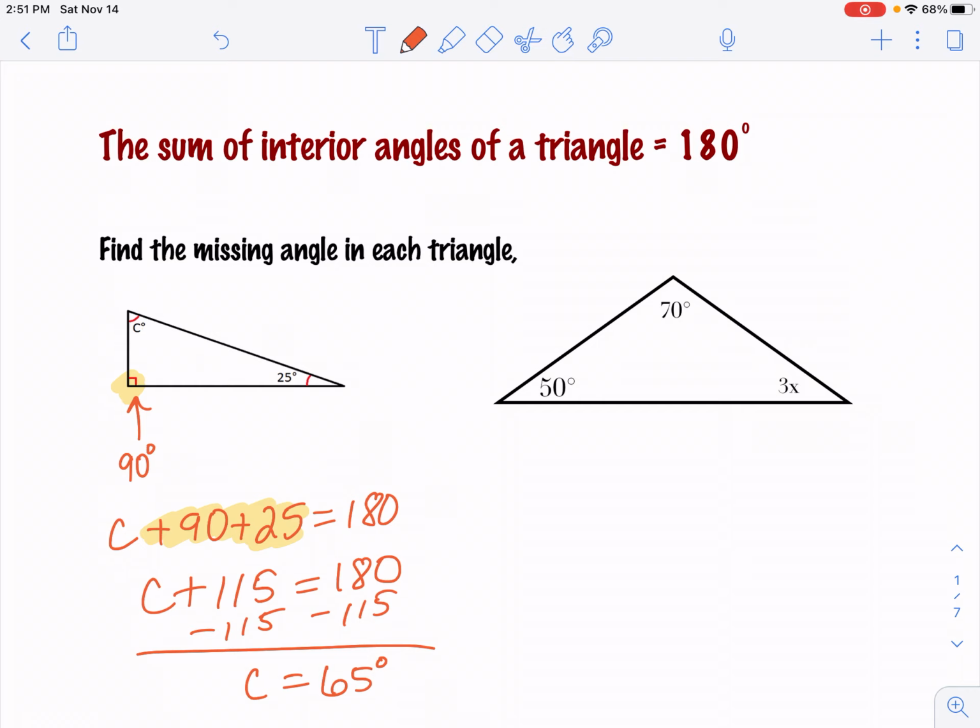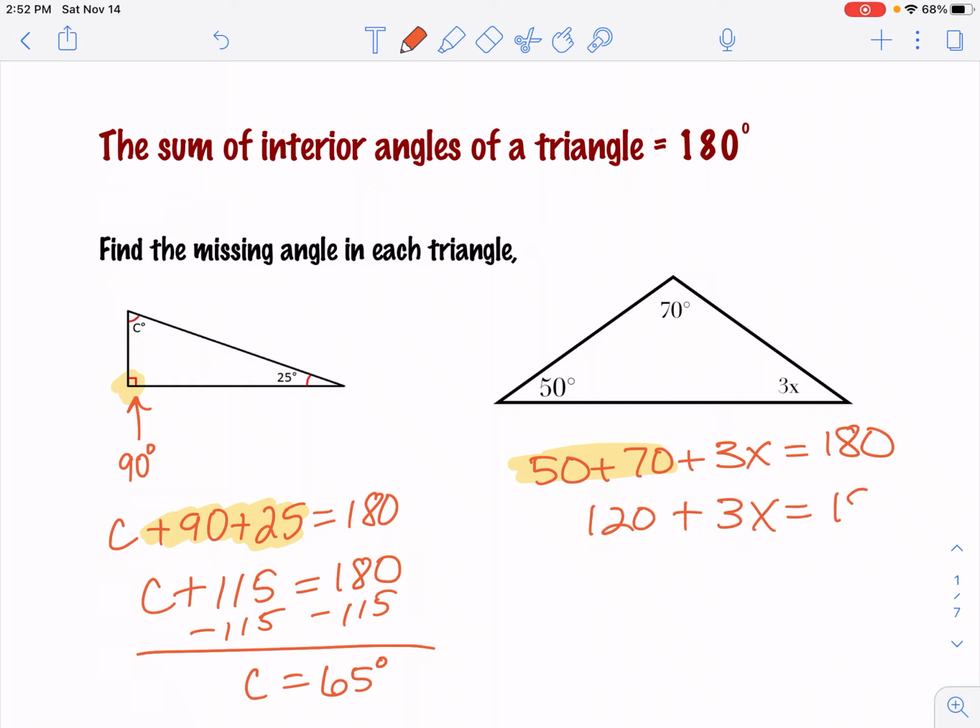I can use this same process by finding the missing angle in this triangle on the right, setting each of these three angles equal to 180. This time, my missing angle is equal to an algebraic expression of 3x. I can still use the same process of solving this equation to discover what this angle is equal to. First, I will combine my like terms of my two numbers, and this will give me a resulting equation of 120 plus 3x is equal to 180. Then using inverse operations to solve out for x.